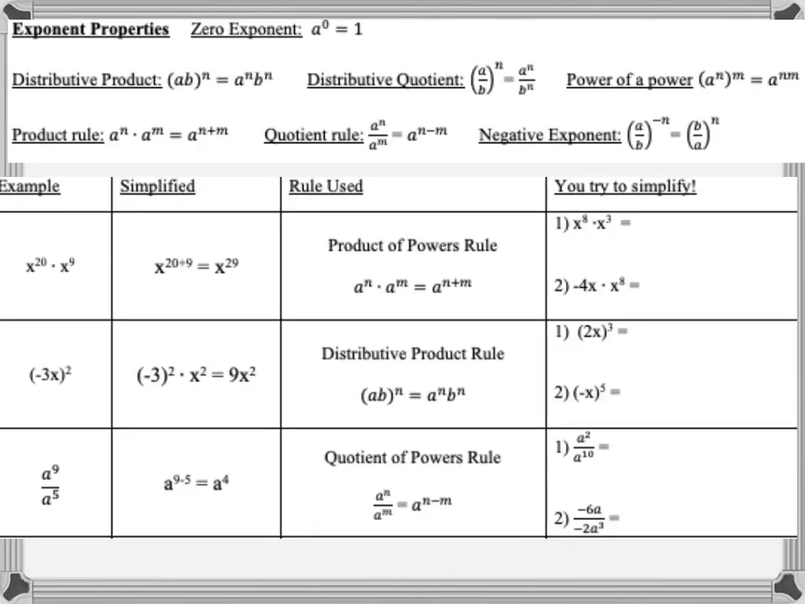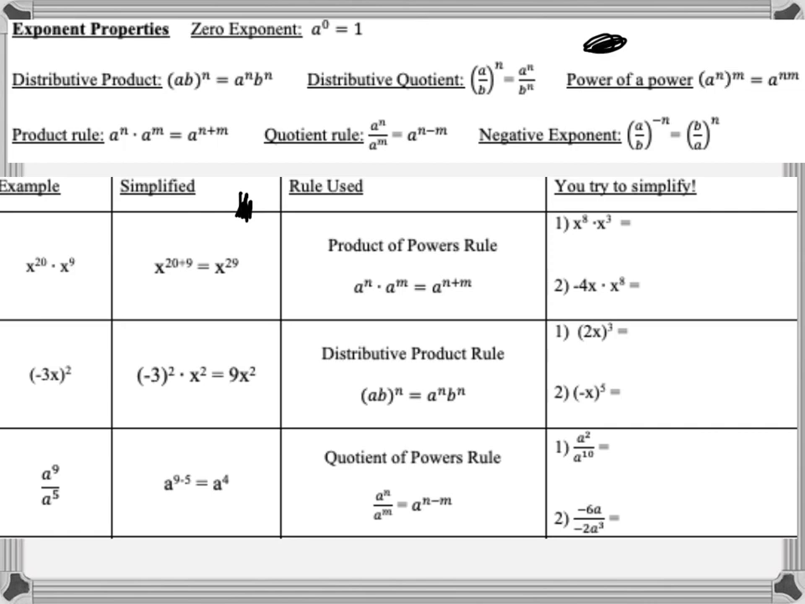Hey there, this video is to help us review our exponent properties. So I have all of the properties that we've reviewed up in this section here. We're going to look at a few examples on the side that have already been done, and then we'll work through a few more examples together.